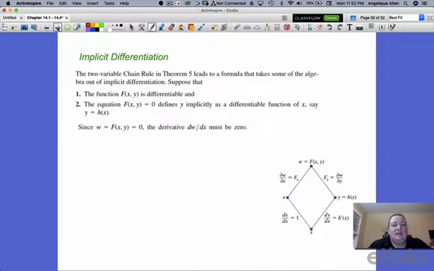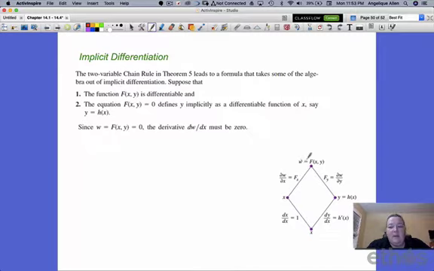Now, the last thing in this section is implicit differentiation, and we have a branch diagram to help us here. Let's look at our setup, okay? Here's all the if parts of a theorem. So two variable chain rule in theorem 5 leads to this formula. Implicit differentiation is nobody's favorite in basic calculus, and this formula we're going to develop takes a lot of the algebra and number crunching out of implicit differentiation for functions of two variables. It could get very ugly, so we would like to have a little formula for this.